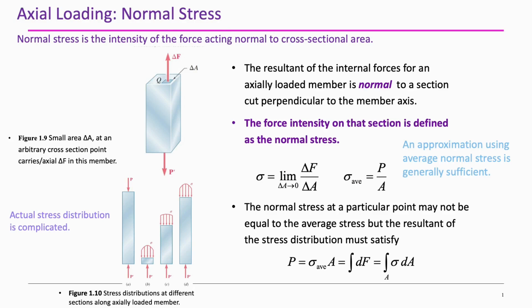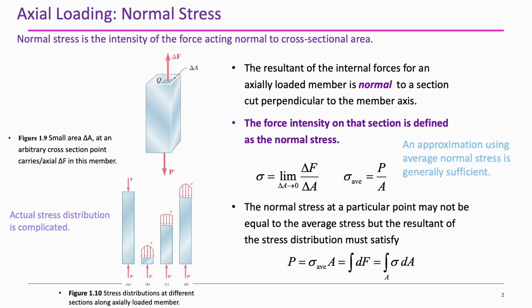Normal stress is the intensity of the force acting normal to cross-sectional area. Let's consider a two-force member under axial loading as presented in this figure. In this figure, we have a rectangular bar which is subjected to axial loading, and this force is represented by P. We know that the normal stress in that member can be obtained by finding the ratio of P over A. However, the value of sigma obtained from this equation represents the average stress over the section rather than the stress at a specific point Q of the section.